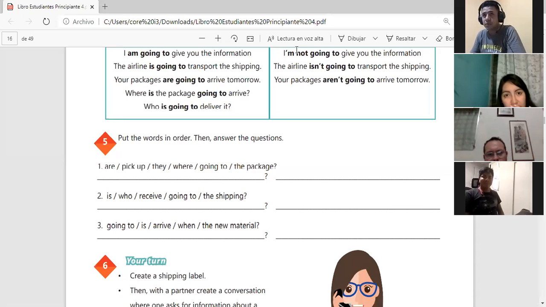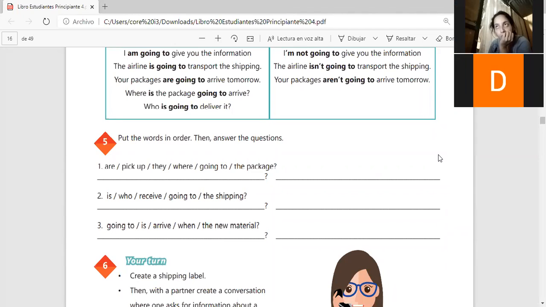It's a where. No, where are they going to pick up the package? Repeat it. Where are they going to pick up the package? Perfect. Where are they going to pick up the package? Number 2. Let's see another person.